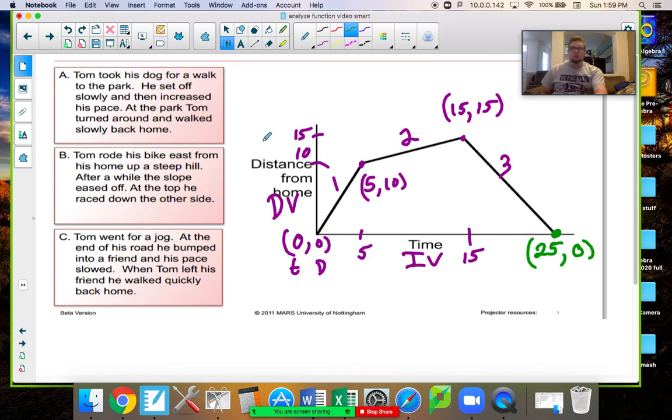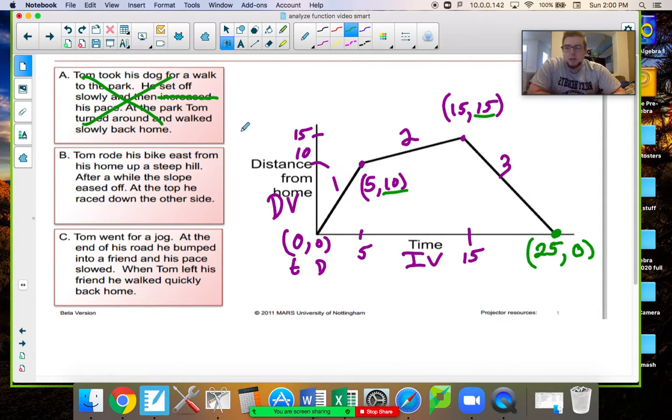So if we look at the stories: Tom took his dog for a walk in the park. He set off slowly and then increased his pace. Okay, so in 5 minutes he was able to move 10, but then in the next 5 minutes he was only able to go 5. He slowed down. We can see that in the picture because this line is less steep. So he didn't increase his pace, he actually slowed down. So A is not our answer.